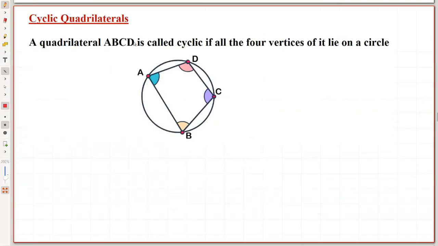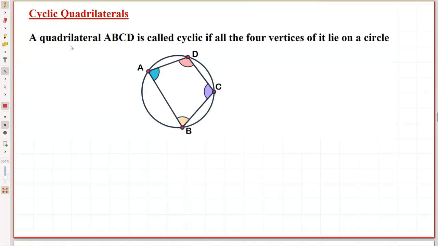Okay, next one is cyclic quadrilateral. A quadrilateral ABCD is called cyclic if all 4 of its vertices lie on the same circle. If all the points of the quadrilateral lie on the circle, this is called a cyclic quadrilateral. If a quadrilateral lies on the circle, that is called a cyclic quadrilateral.